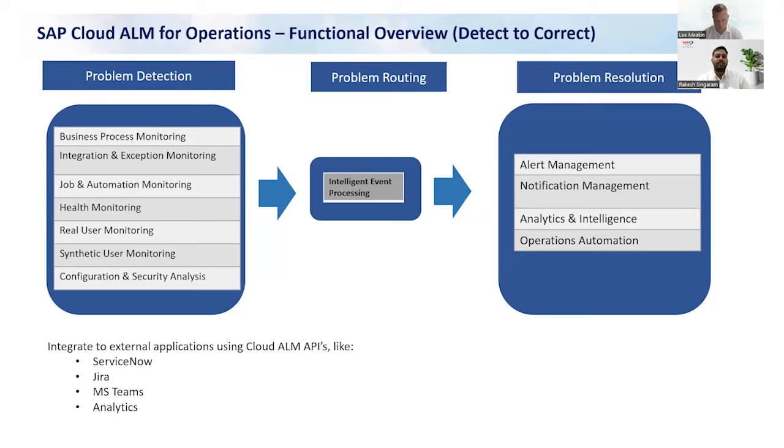So this is a complete, we call it, detect-to-correct process. Using this Cloud ALM tool, we can proactively detect the problems, and it also provides you a way to correct the issues that are occurring in the system. Next slide, please.